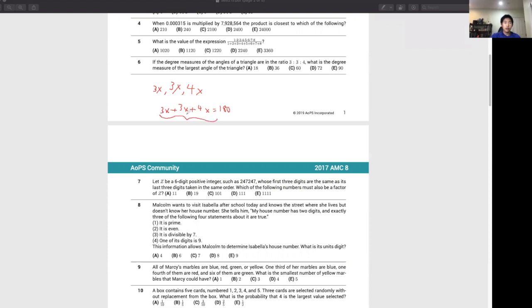And since we can group all the x's together, that's 10x. And from here we can see that x must be equal to 18. We're asked for the largest angle, which is the 4x, which means our answer is 4 times 18, and that's 72.